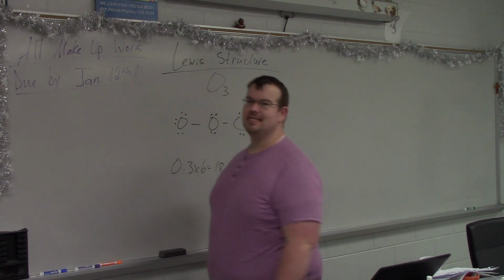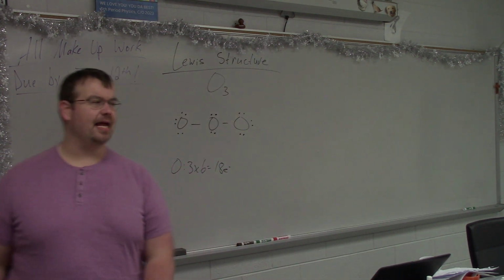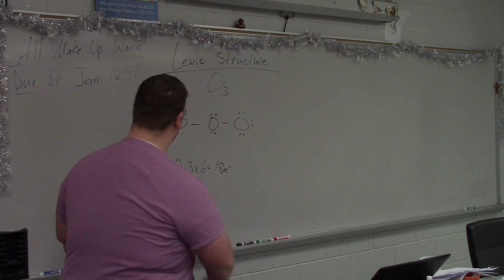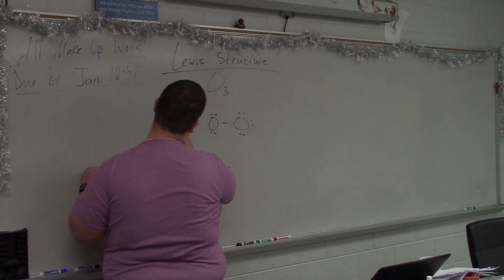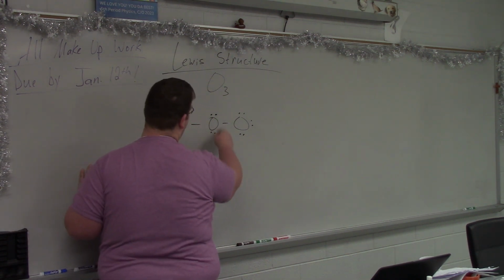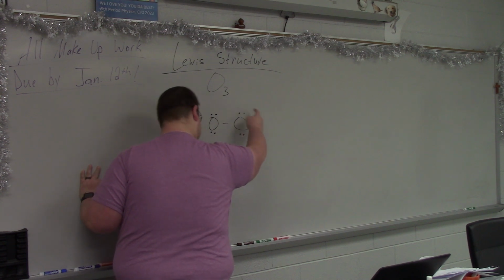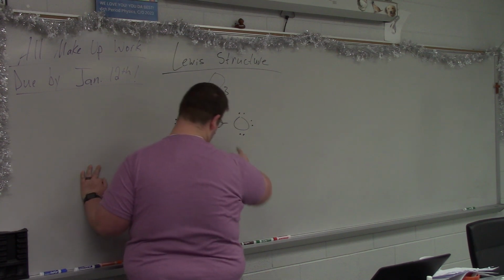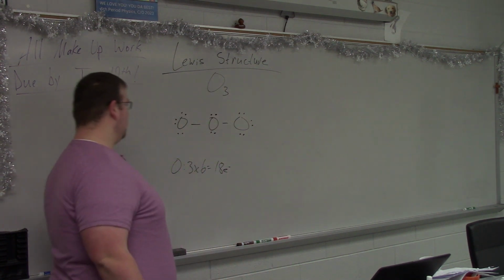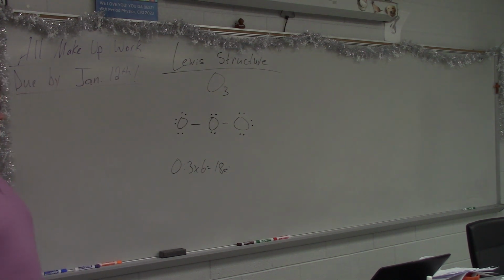I have to show 18 valence electrons. We got to count up, show how many I am showing. 1, 2, 3, 4, 5, 6, 7, 8, 9, 10, 11, 12, 13, 14, 15, 16, 17, 18, 19, 20. That's too many.